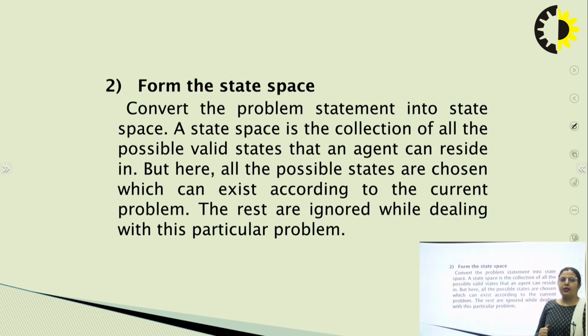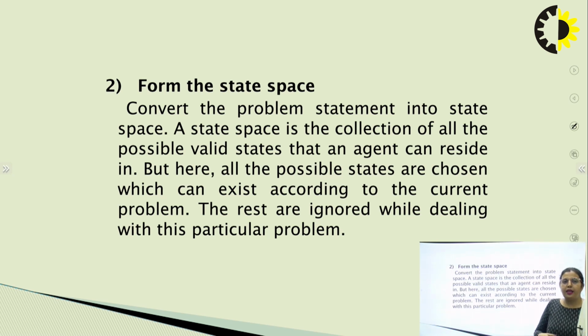So the second step is, after defining a problem, we have to form a state space. State space means we have to convert that problem statement into state space. State space is a collection of all the possible valid states that an agent can reside in. Means there are many possible conditions or possible states.